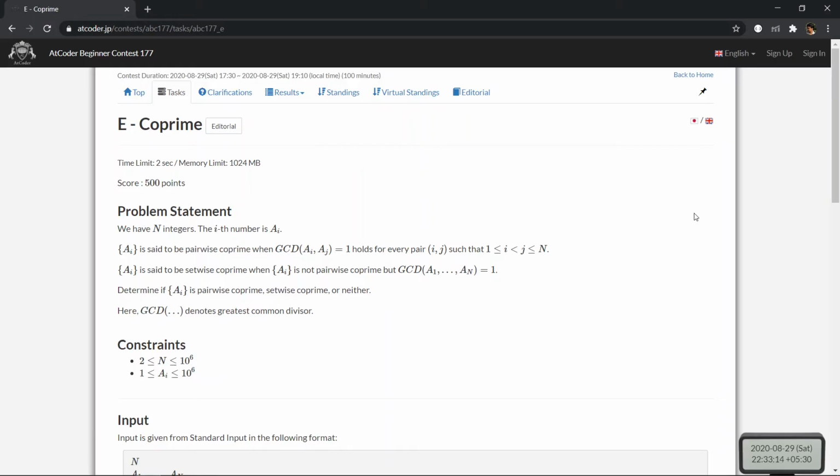So let's get started. In this problem we are given n integers and we have to tell if the array is setwise coprime, pairwise coprime, or neither.